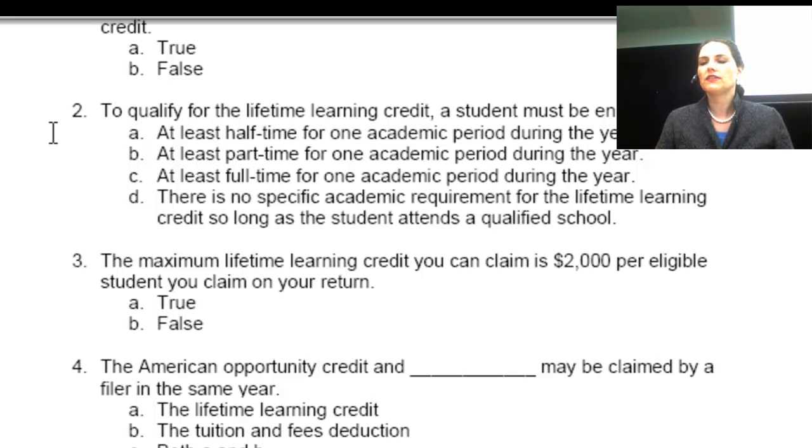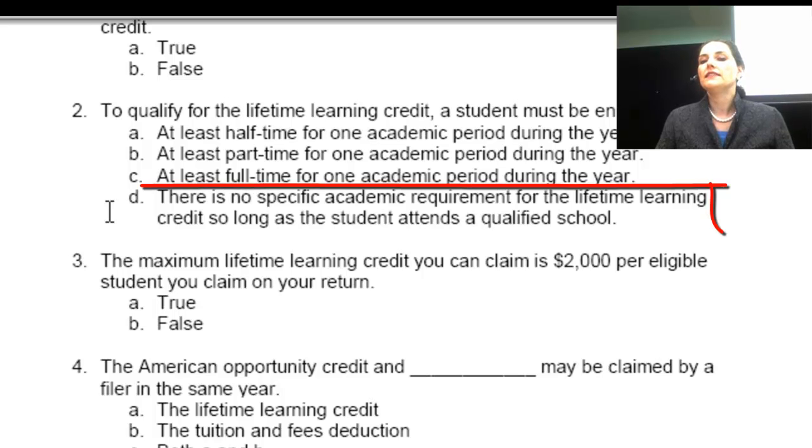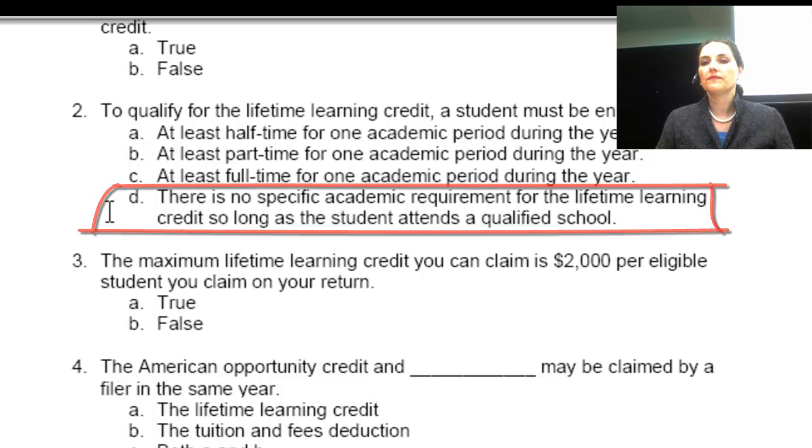Number 2, to qualify for the lifetime learning credit, a student must be enrolled at least half-time for 1 academic period during the year. No, that rule applies to the American Opportunity Credit, but not to the lifetime learning credit. B, at least part-time for 1 academic period during the year. That is not a requirement. C, at least full-time for 1 academic period during the year. That also is not a requirement. Or D, there is no specific academic requirement for the lifetime learning credit so long as the student attends a qualified school. D is the correct answer.